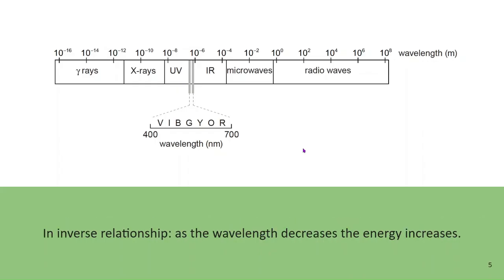It is an inverse relationship. That means as the wavelength decreases, as it gets smaller, right, the energy increases. Radio waves have very little energy. Microwaves have a little bit more, a little bit more. Then visible light. UV has so much energy it can burn your skin, right? That's why you get a sunburn.